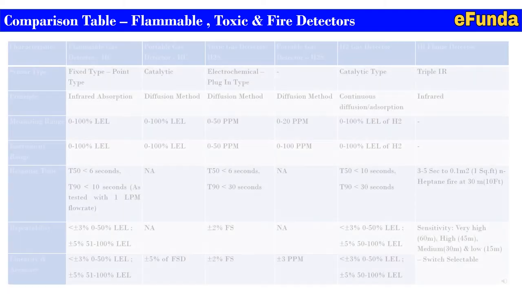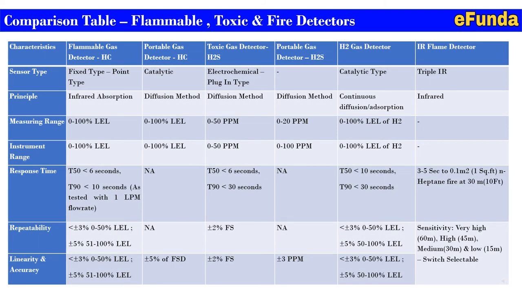Moving on to the comparison table for flammable, toxic and fire and gas detectors, please refer to the table below, where we have listed the characteristics from top to bottom on the left hand side, and types of detectors are listed horizontally from left to right. We will go through the table in brief, but please study this table carefully so as to understand the detectors better.